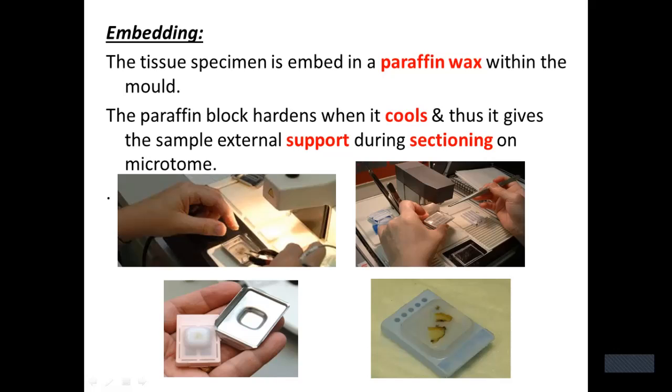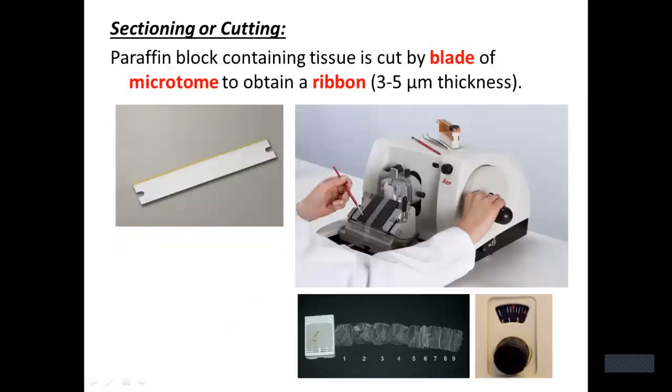The main function of the embedding step is to harden the tissue and give it external support, so it can be handled and connected with the microtome during the sectioning of the specimen. Sectioning, or cutting, is done with a tool called the microtome. The paraffin block containing the tissue is cut by what?